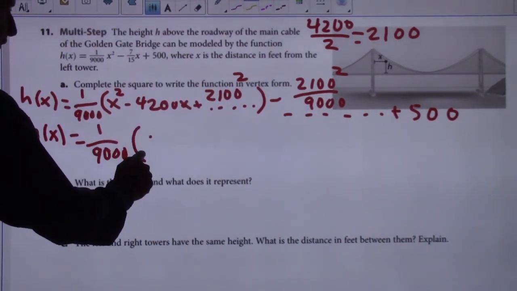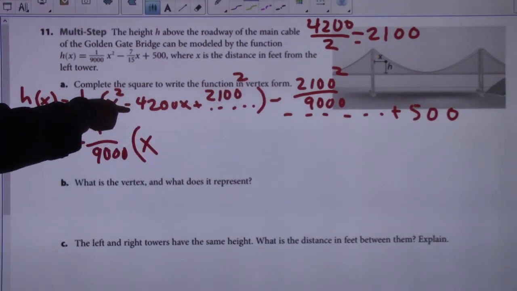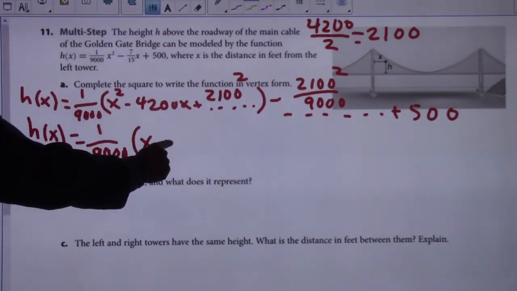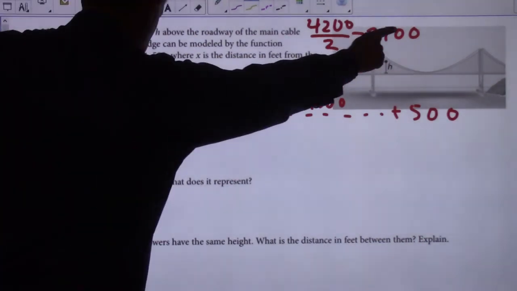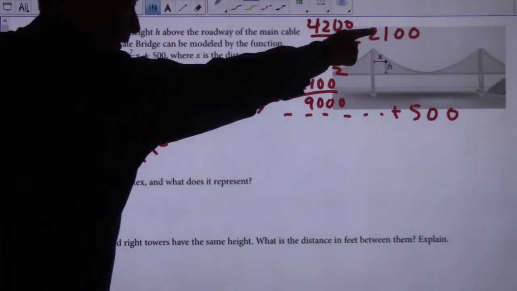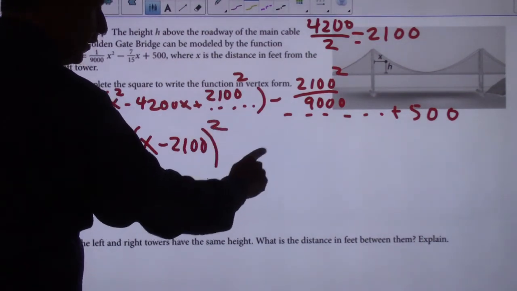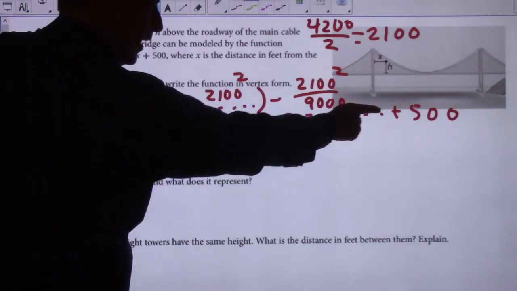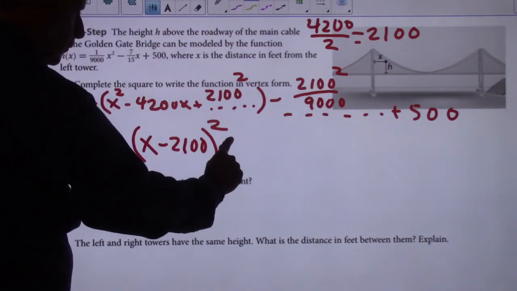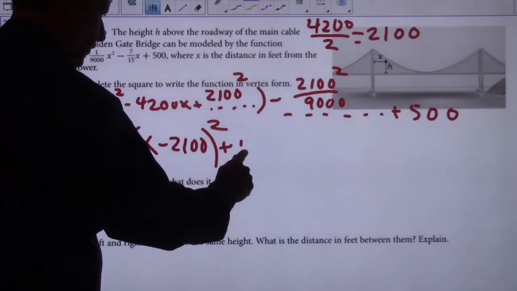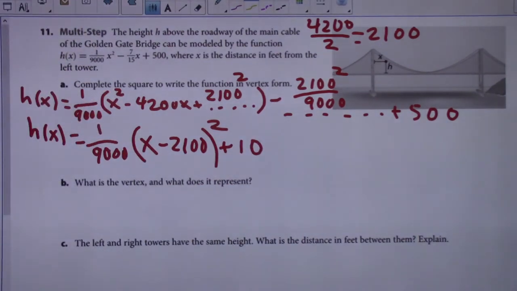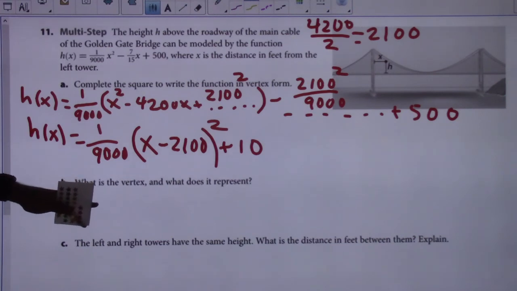And so we have x minus what? X minus 2,100 squared, and then over here is negative 490 plus 500, which is 10. So now we've worked it all out, and we're going to have one on your test similar to this. So I want somebody to finish with parts B and C.